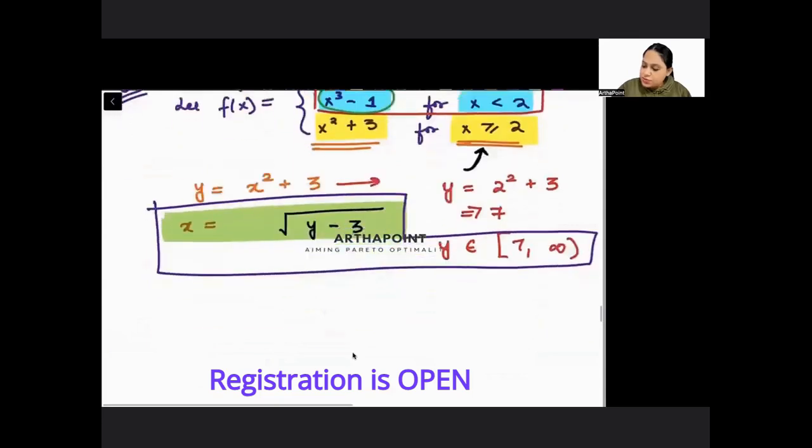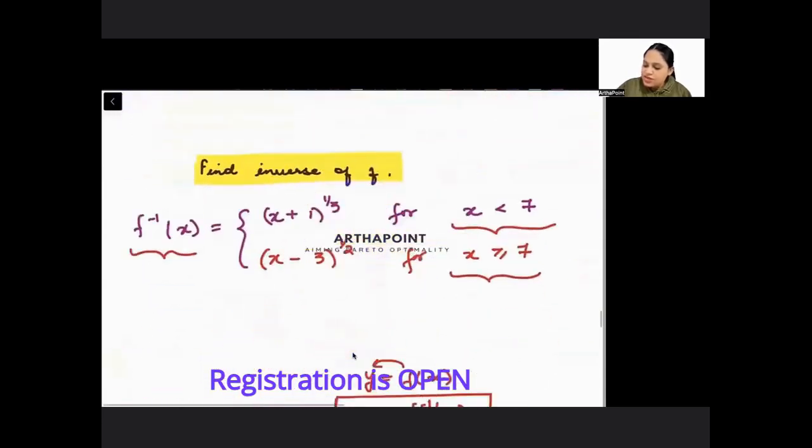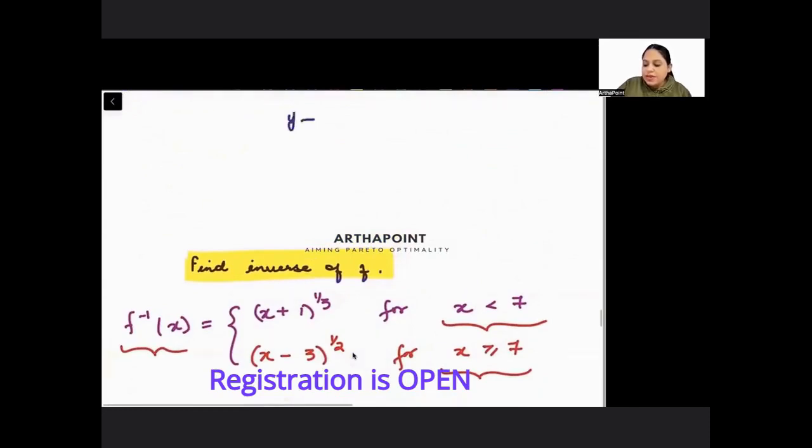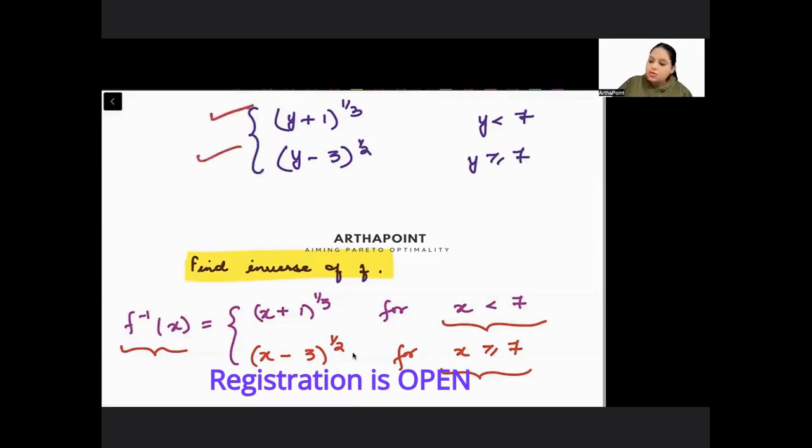The first inverse can be written as y plus 1 to the power 1 by 3 for y less than 7, and the other inverse can be y minus 3 to the power half for y greater than equal to 7. This is also correct, beta. It's also correct, but usually we also write inverse as a function of x, है ना? तो अगर हम inverse को as a function of x ही लिखें, so I will write everything in terms of x only, right? Is this clear? So this will be the inverse function, right? Okay, beta. Thank you.